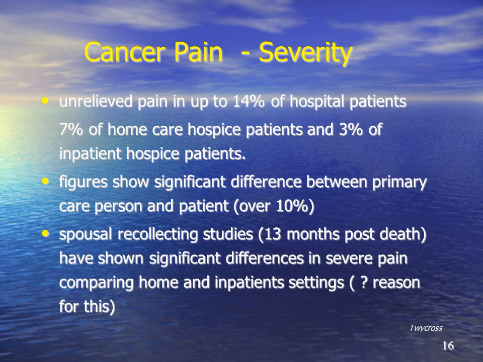Cancer pain varies when one looks at where the patient is actually being looked after, and obviously it varies when you're looking closely at the actual incidence of cancer pain. So unrelieved pain in this setting can occur in up to 14% of hospitalised patients, but the incidence falls quite significantly for patients who are in a palliative care environment or inpatient hospice setting. Figures do show a significant difference between the primary care person and the patient in terms of how actively they describe the significance of their pain.